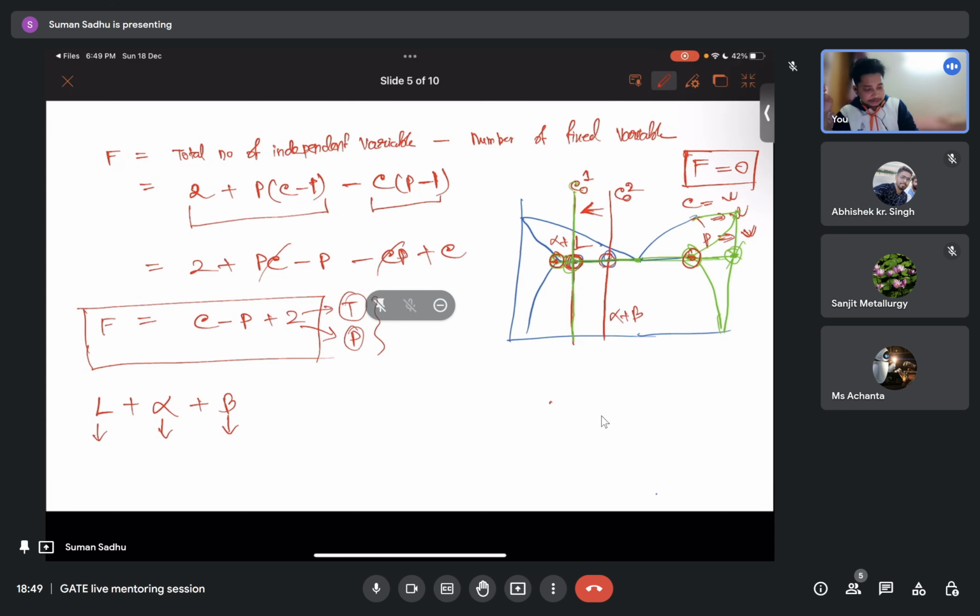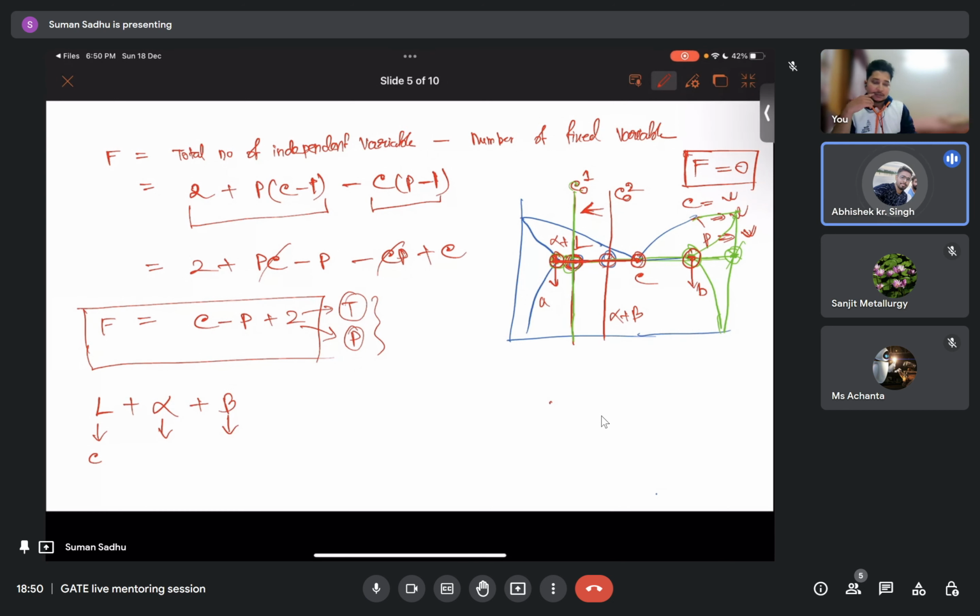So let's say I am marking this composition as A and this composition as B, and composition of liquid you will get from this tie line, up to this. Let's say I'm marking it with C. So composition of liquid will be what? C, right? Everyone understood, na?